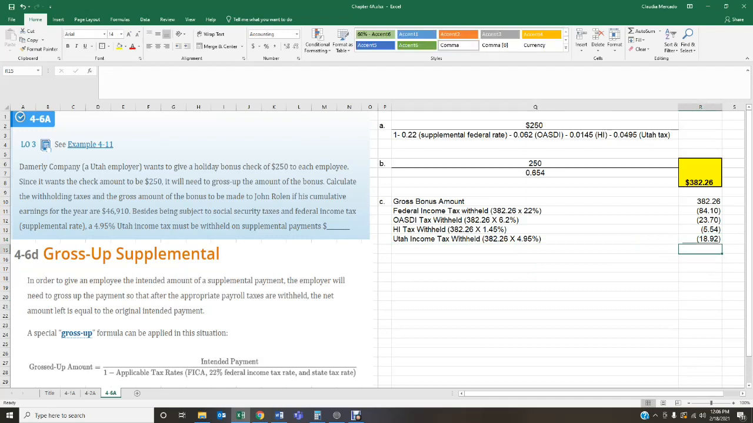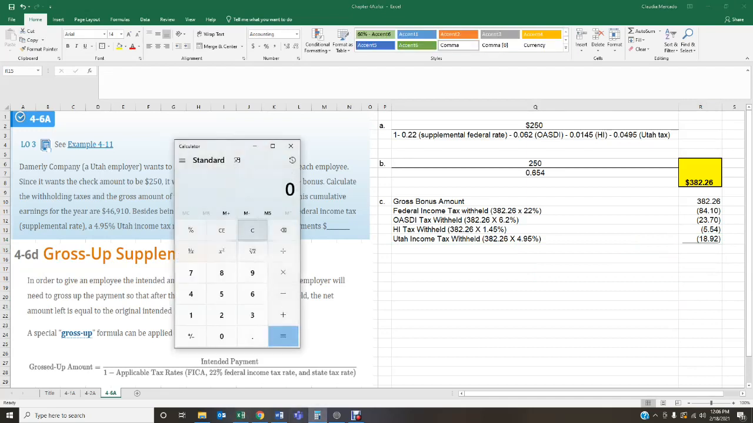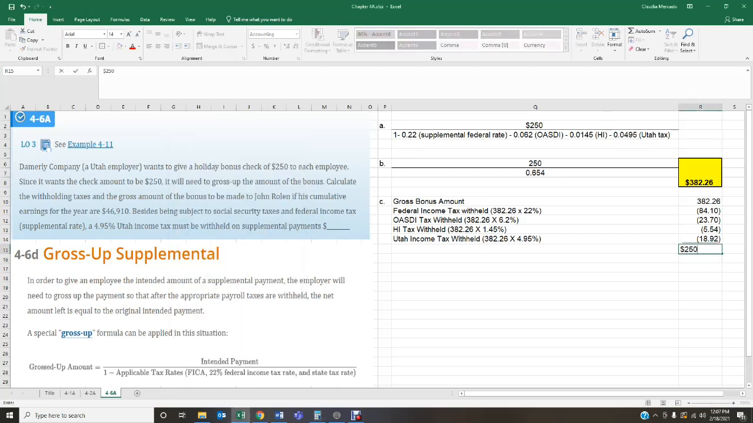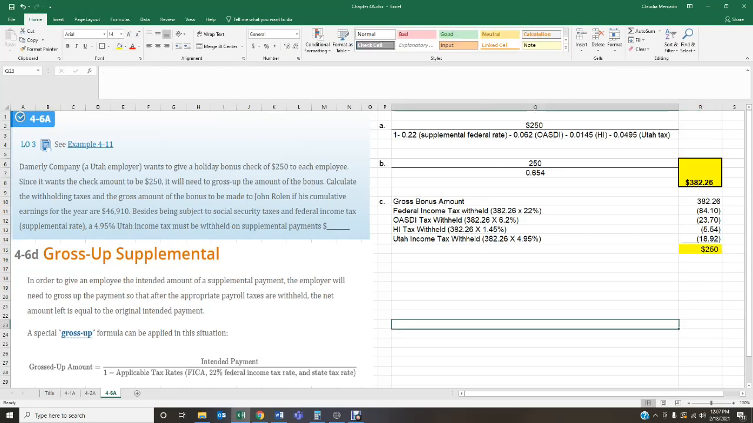Now what I'm going to do is take 382.26 minus the 84.10 minus the 23.70 minus the 5.54 minus the 18.92. That gives me my check of $250, which is what we want to pay out to our employees. So this is kind of like our check figure. We calculate it using the formula. We say, okay, we need to gross up our check to 382.26. That way our employees can take home $250 free.